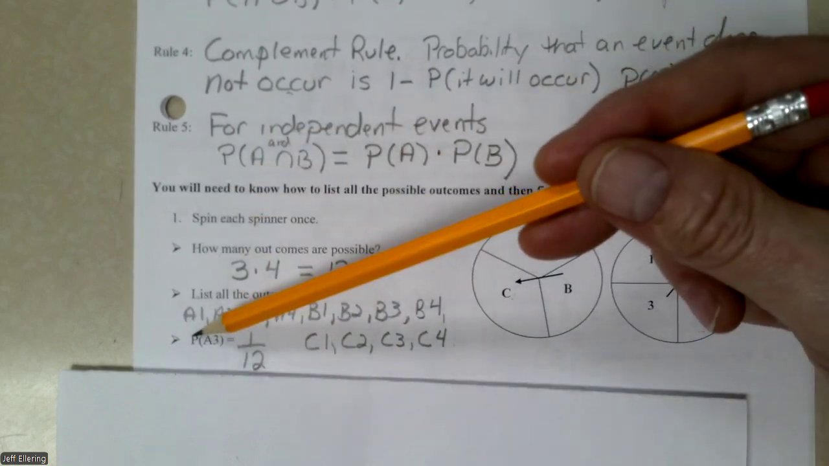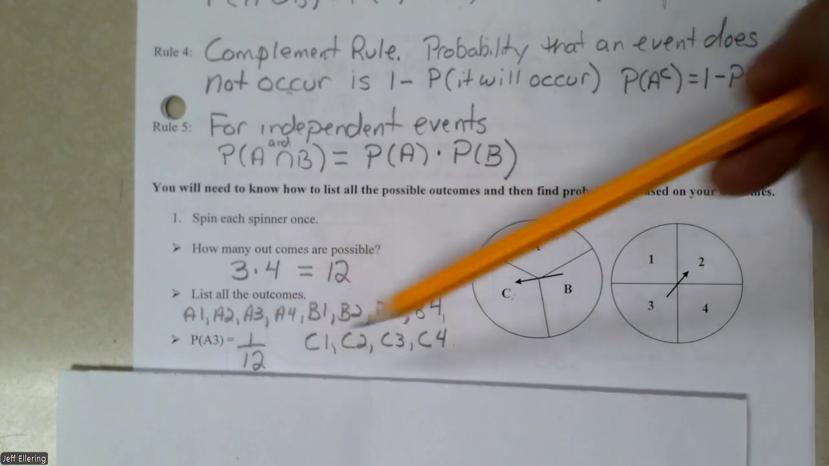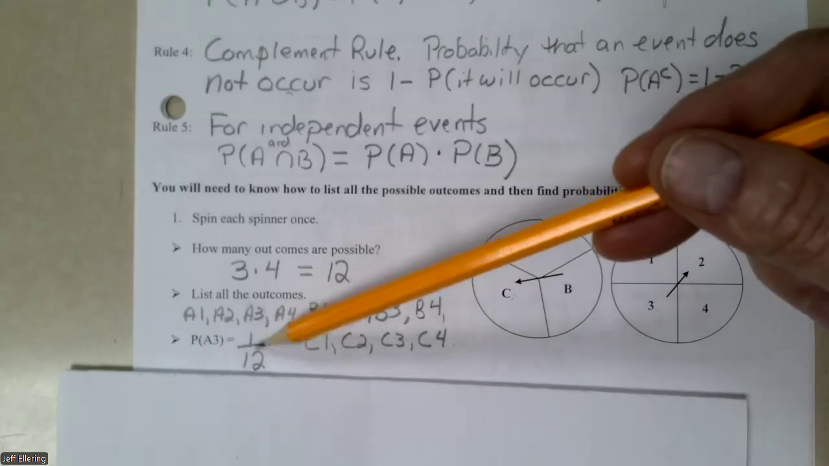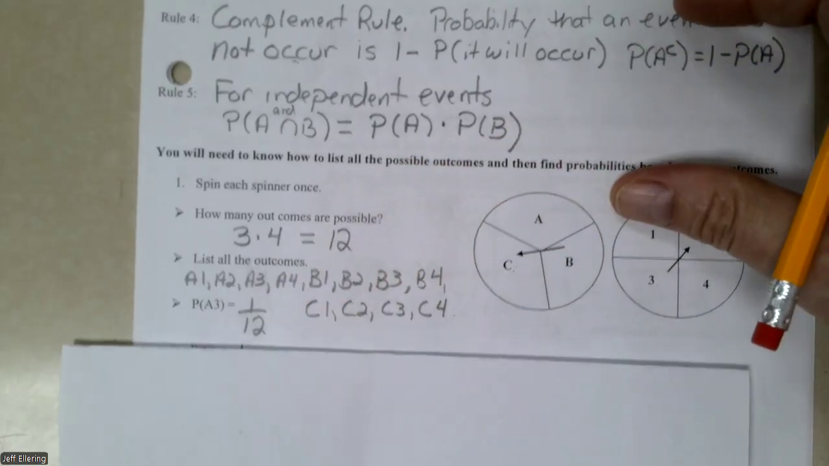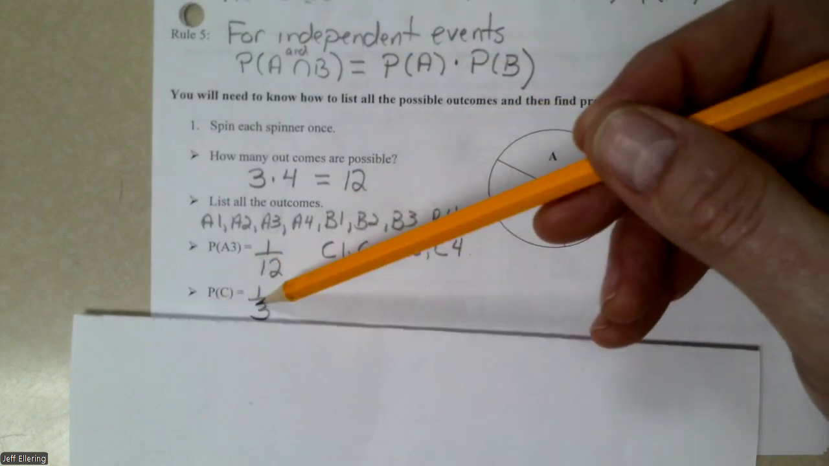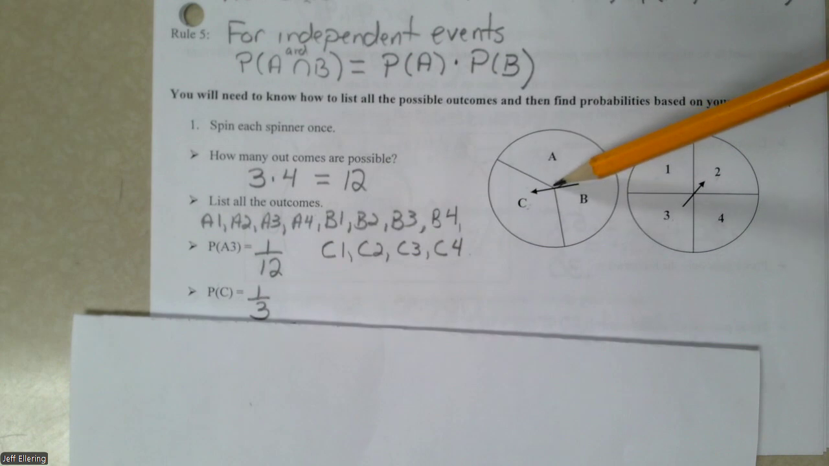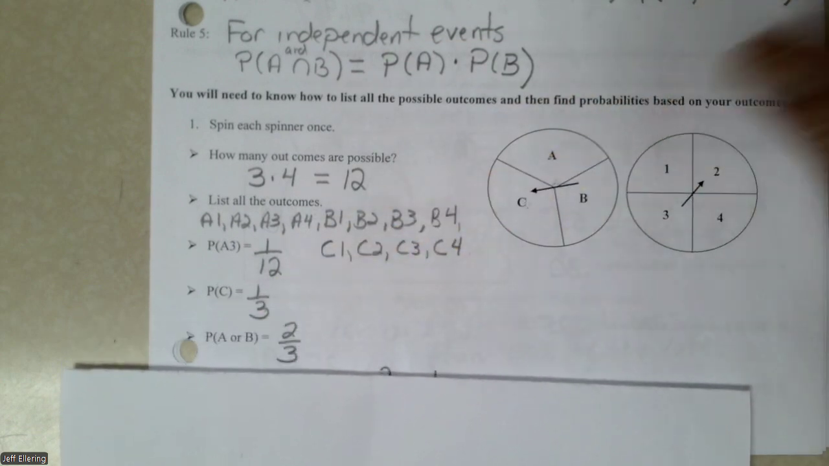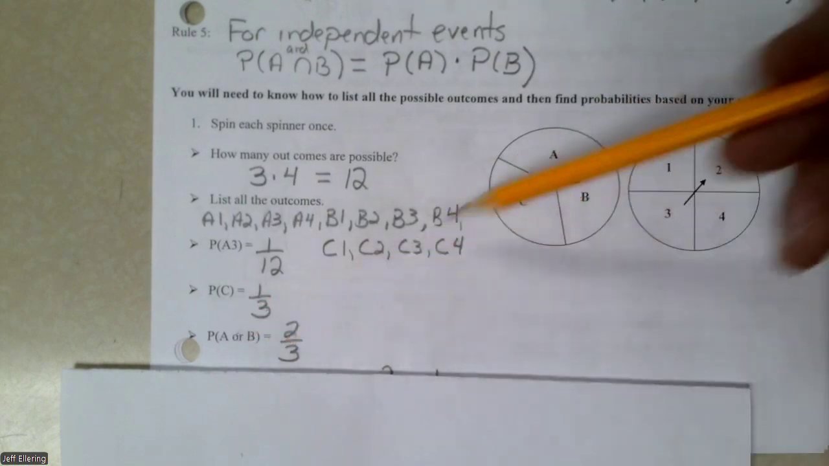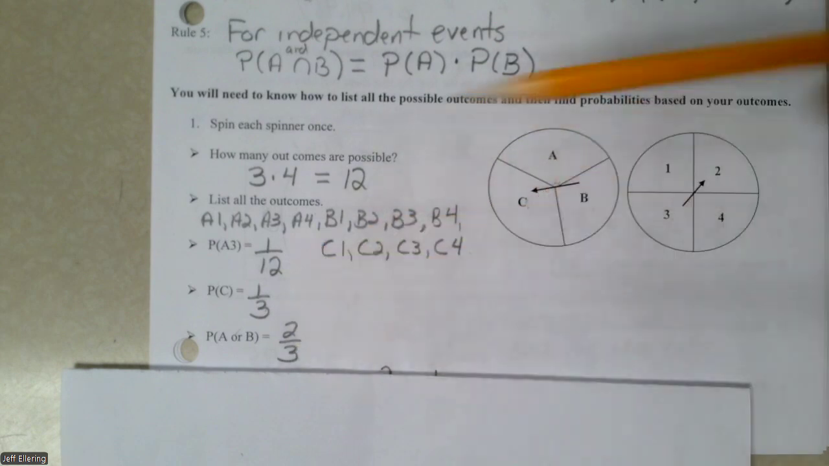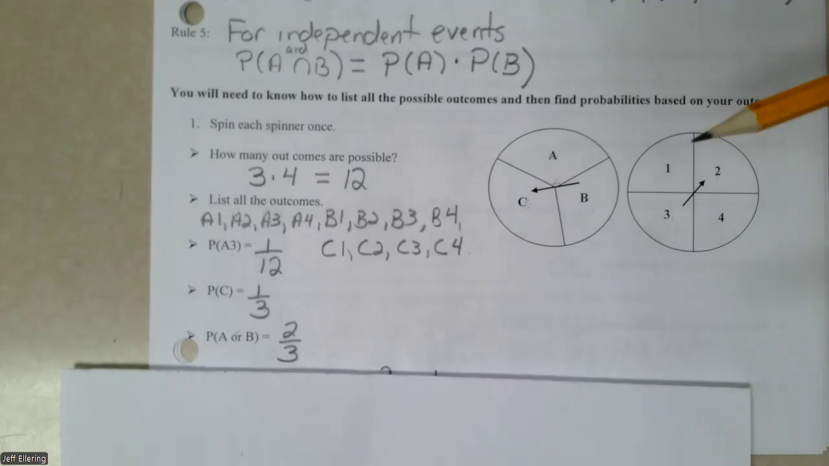Next one, what's the probability of spinning A3? Well, there's only one of them out of 12. So 1/12. Okay, the probability of spinning a C. Okay, just look at this spinner. There's only one out of 3, 1/3. A or B. Okay, again, just look at this spinner. A or B. That's 2/3, 2 out of 3.